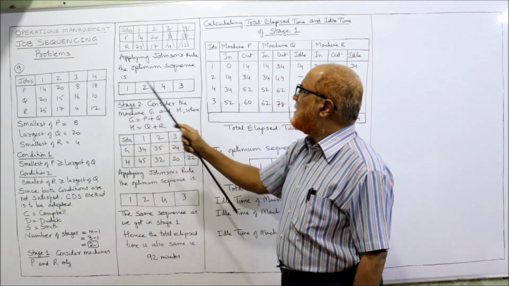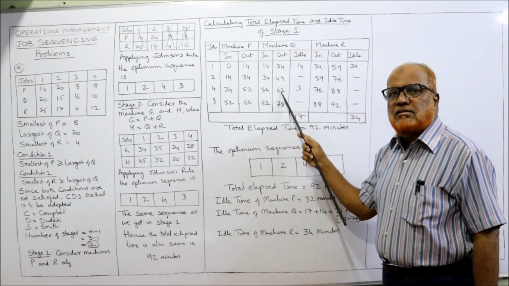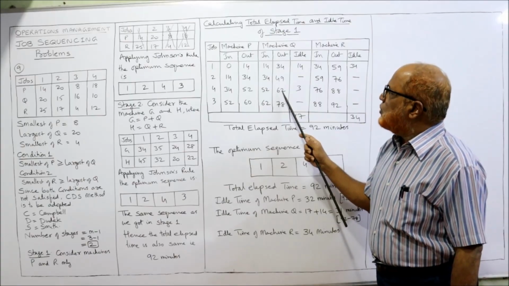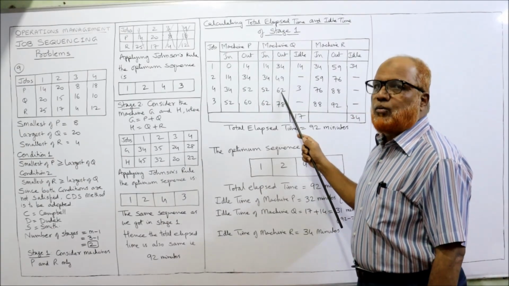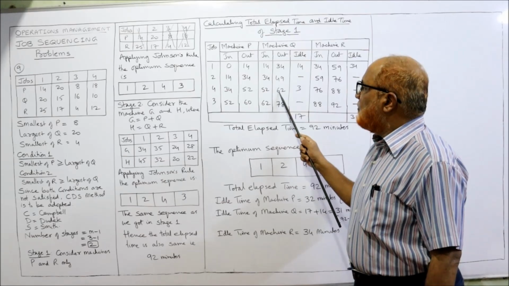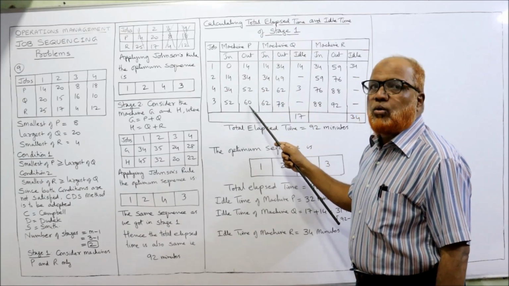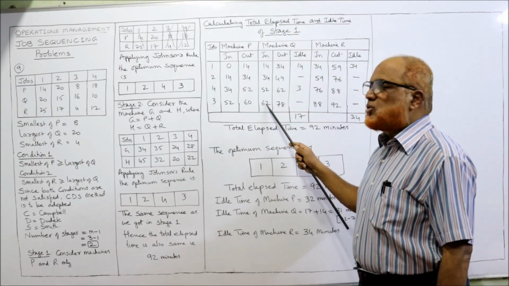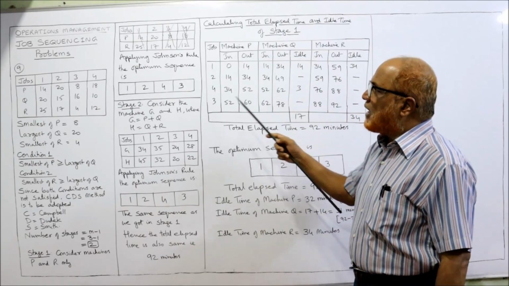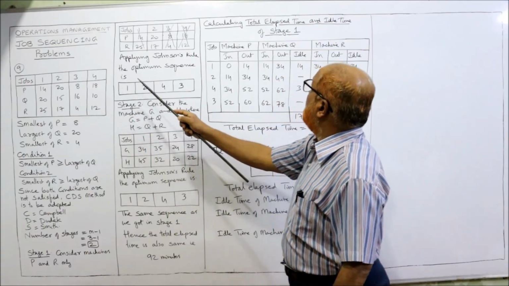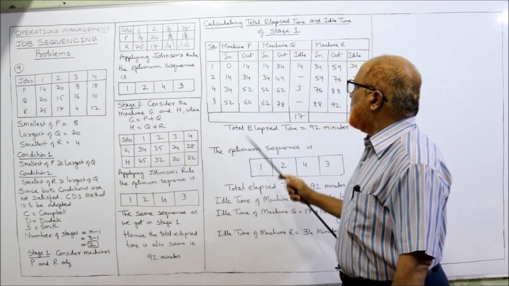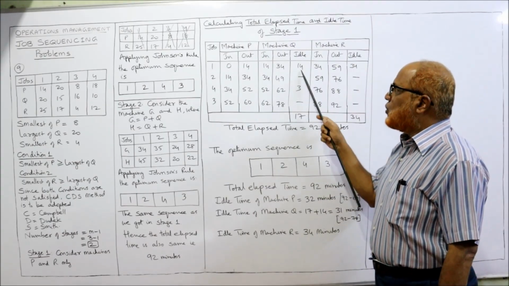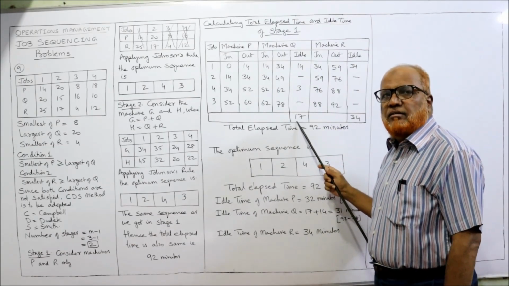So fourth job Q machine, 10. So 52 plus 10, 62, right? Now 62 is the out time, finishing time, whereas 60 is the out time for P machine. Whichever is higher, 62 is higher. So there is no idle time. Third job Q is 16. So 62 plus 16, 78, right? The total idle time is 17 minutes.